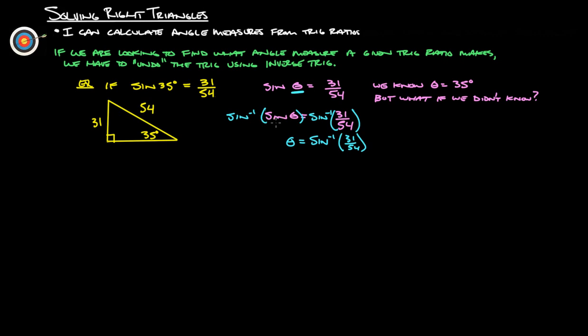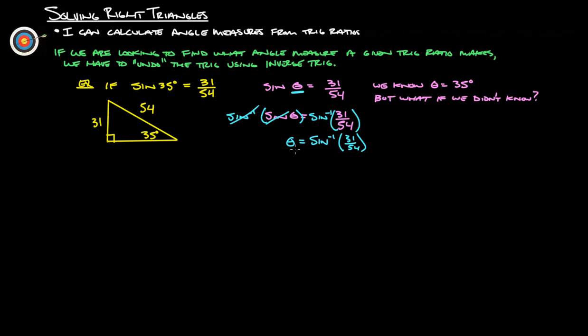So what we could do is divide by sine, right? And that would make that go away. But dividing by sine is the same thing as multiplying by its inverse, right? So that is why we multiply by sine to the negative first. So sine to the negative first and sine, those will cancel out and give us just theta. So that's what we're looking for.